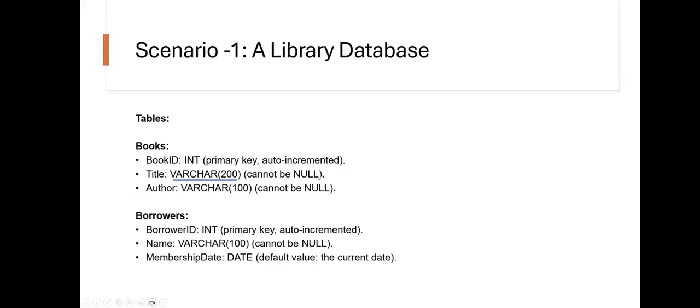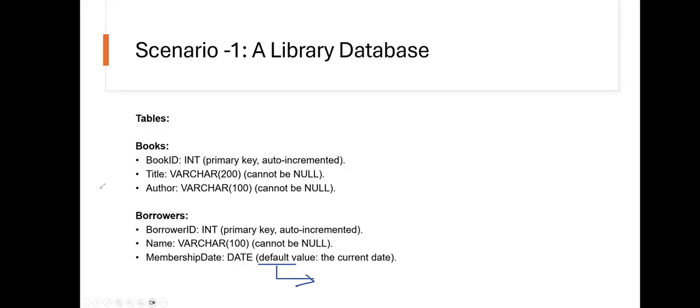Title can be varchar, cannot be null. Author cannot be null because every book will have a title and an author. That is why, right? Borrowers: borrower ID, primary key, auto incremented, again optional. Name varchar 100 cannot be null, and membership date has the default value of the current date. So this is a very good example of a default constraint that we can have.